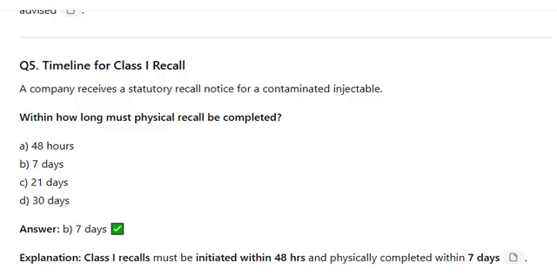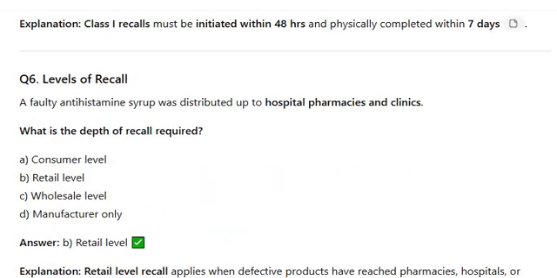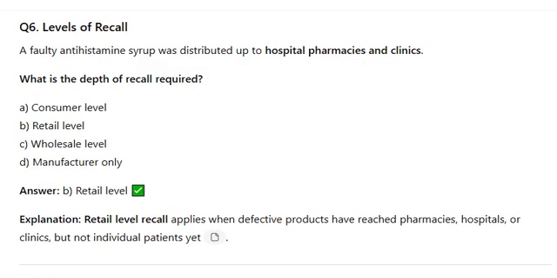Q6. Levels of recall. A phenamine syrup was distributed up to hospital pharmacies and clinics. What is the depth of recall required? A. Consumer level. B. Retail level. C. Wholesale level. D. Manufacturer only. Answer: B. Retail level. Explanation: Retail level recall applies when defective products have reached pharmacies, hospitals, or clinics, but not individual patients yet.